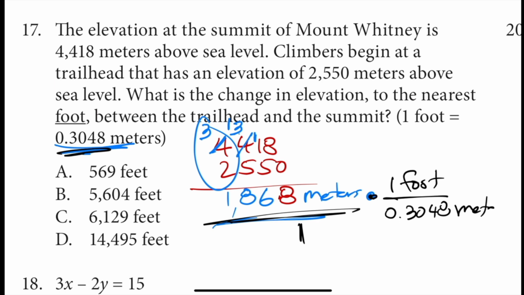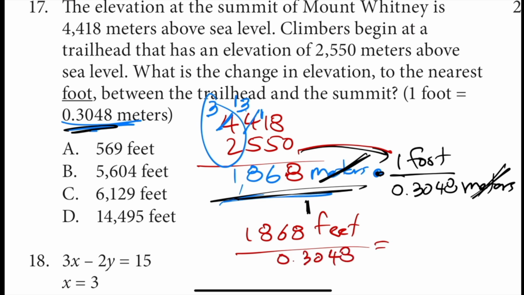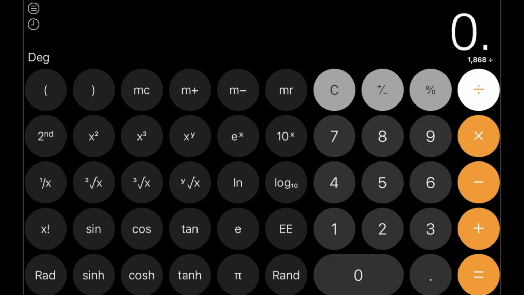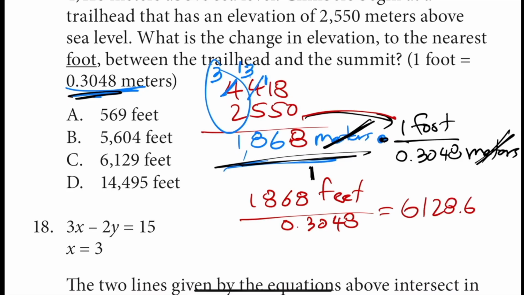0.3048 meters. Meters from the top will cancel meters from the bottom. Top is going to give me 1868 meters. No, meters canceled already. This is going to be in feet. 1 times 0.3048. Let's divide that: 1868 divided by 0.3048 is 6128.6. 6128.6 rounded to the nearest whole is 6129 in feet. Remember, that's my units. Excellent.